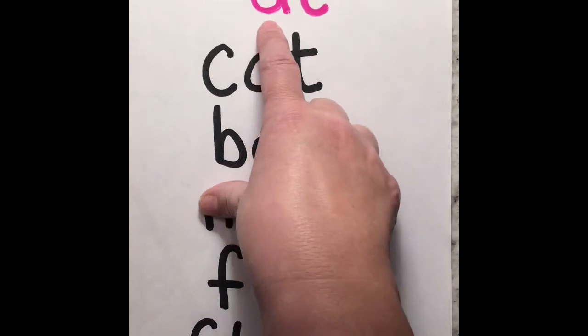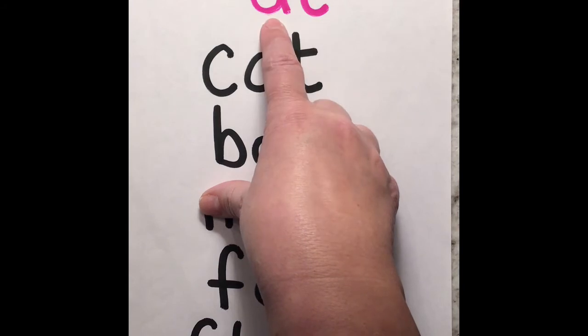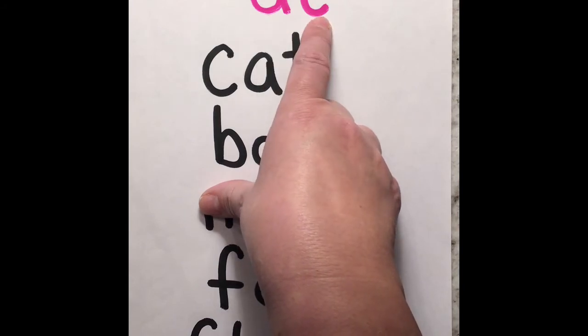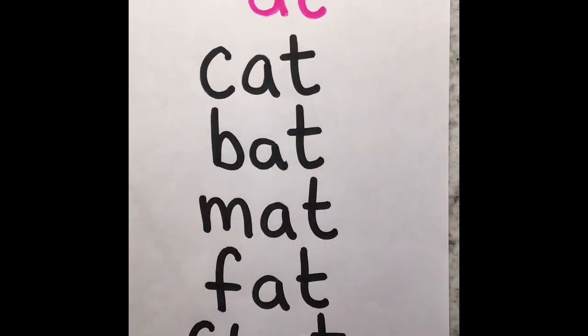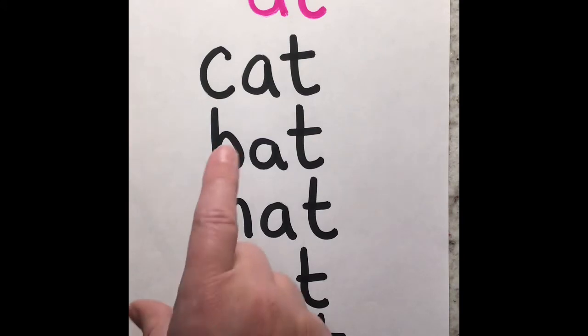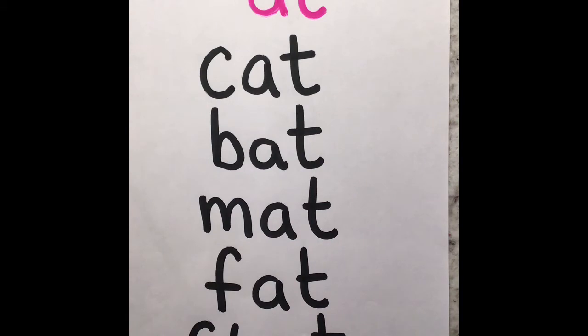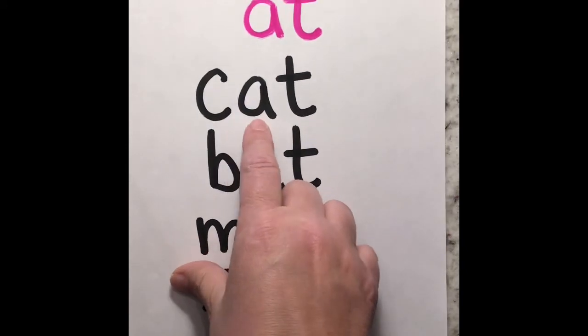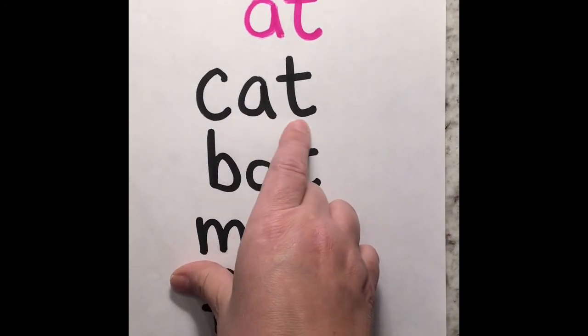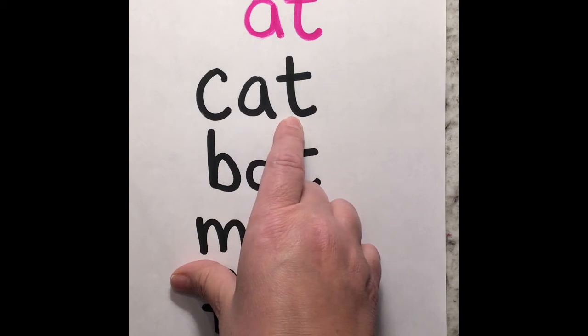So this is an at word family. It has the short vowel A and then the consonant T. And we can make lots of words with the rime at: cat, bat, mat, fat, sat, flat. We have lots, right? And why are we using word families for short vowels? We're using them for two reasons.